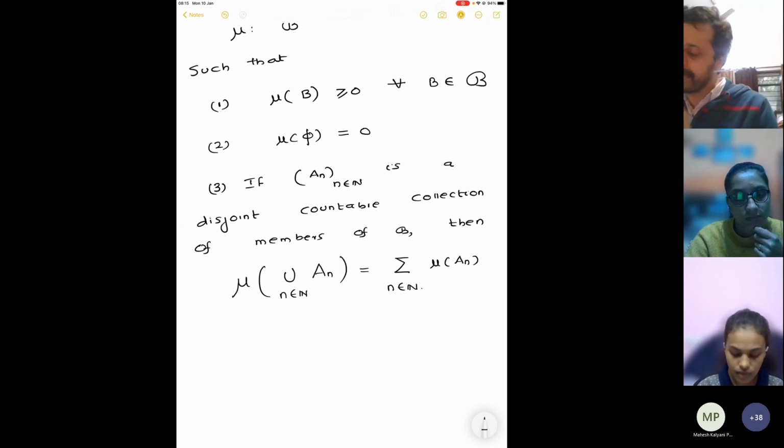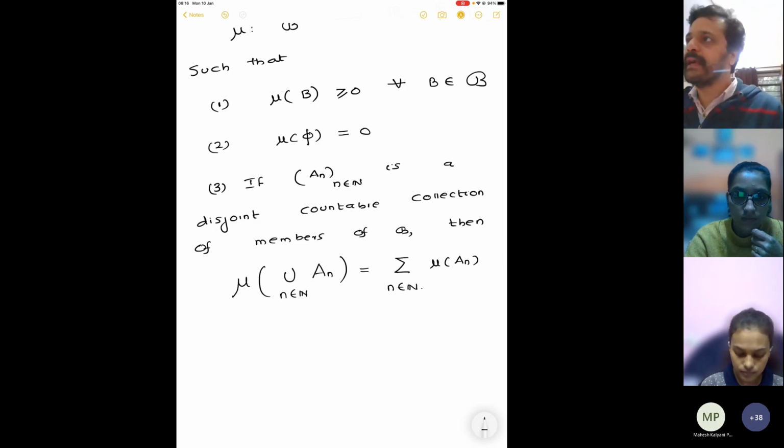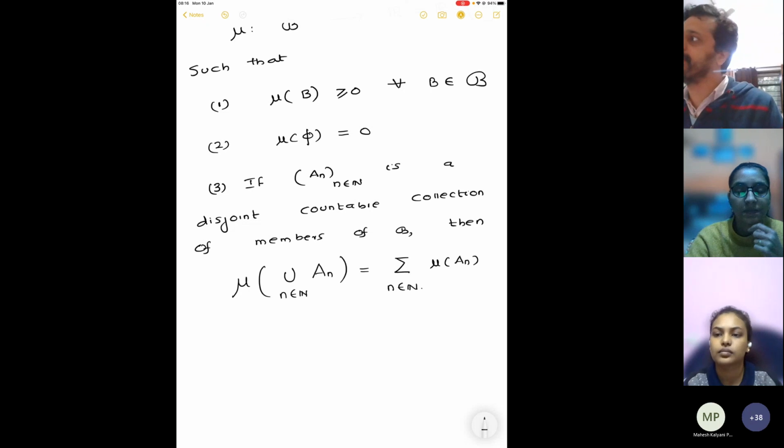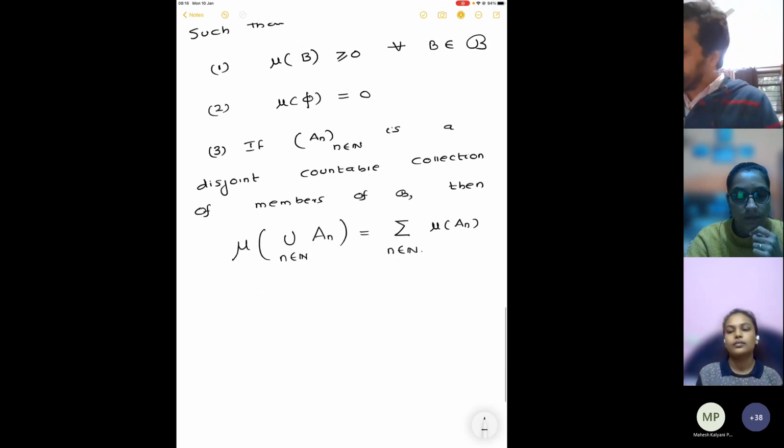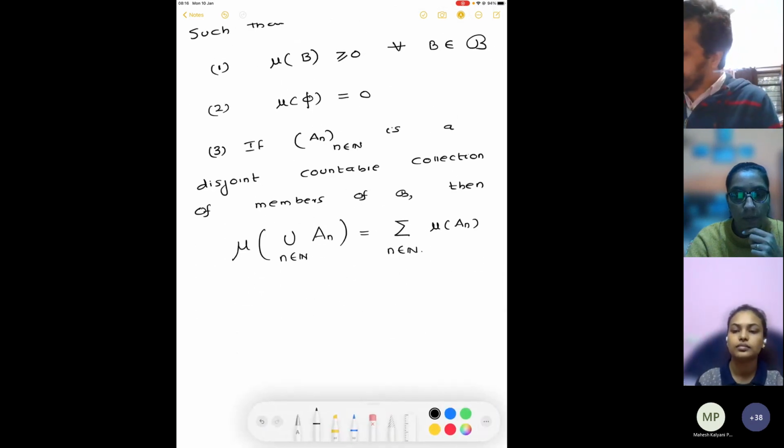And please bear in mind that this third condition is motivated by two principles. One is that the whole is equal to the sum of disjoint parts, a finite number of disjoint parts. And the second one is the method of exhaustion. We combined them and made this. So this was made in the last lecture as well.